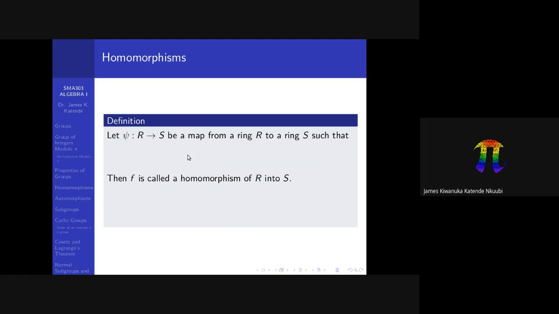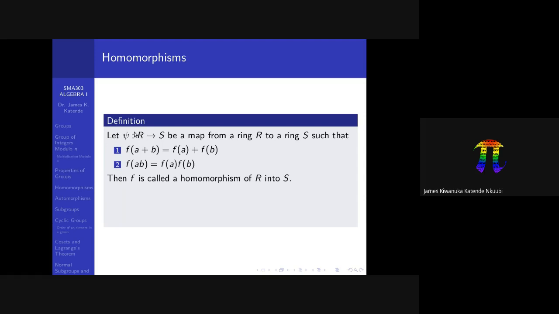So here is a homomorphism for rings, the definition. If we have a map F from R to S, where R and S are both rings, which satisfies these two properties, then we say F is a homomorphism of R into S. Now, it is possible for the two rings to be totally different.